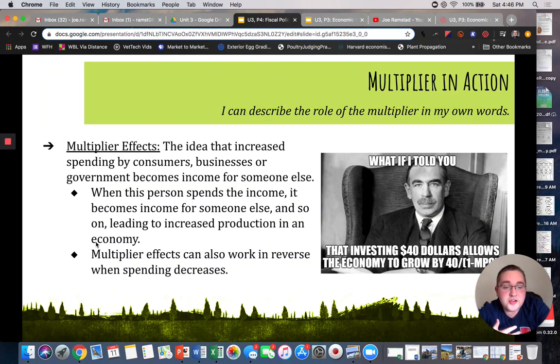This is essentially thanks to what's known as the multiplier. The multiplier tells us that increased spending by consumers, businesses, or government becomes income for somebody else. Okay, when this person spends the income, it becomes income for somebody else, and so on, leading to increased production in an economy. Multiplier effects can also work in reverse when spending decreases.